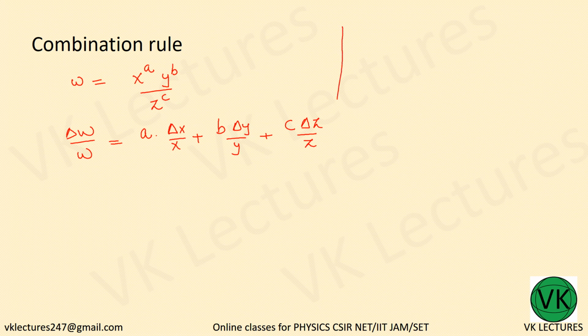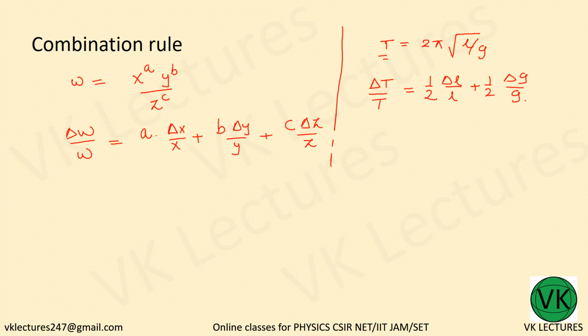Now suppose I give you another formula. Simple pendulum, time period T is given by 2 pi under root L by g. Now how will you write the percentage error in the time period? So delta T by T is equal to, this is L to the power half and this is g to the power minus half, but you need not worry about the minus. What it is, is addition. So half times delta L by L plus half times delta g by g.